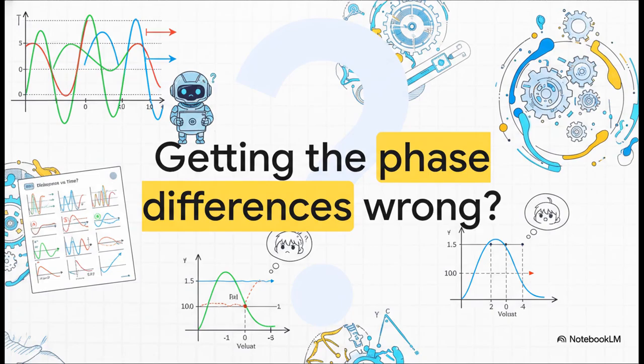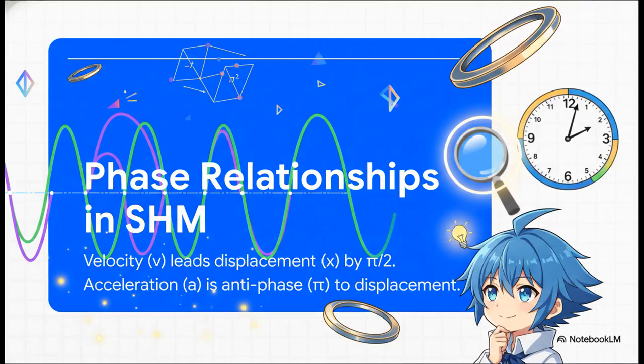All right, trap number 2, getting the phase differences all wrong. This happens all the time. Forgetting the relationship between displacement, velocity, and acceleration is a super common mistake, and it's a goldmine for examiners setting up graphical or multiple choice questions. You absolutely have to commit this to memory.